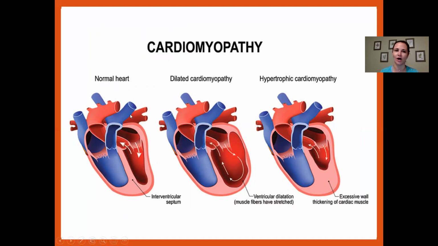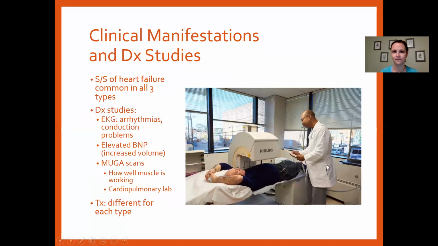But here's just a good way to visualize what's going on in a normal heart. We have that good normal ventricle structure and function. In dilated cardiomyopathy, you can see that the left ventricle is very swollen and open and dilated. And then the hypertrophic, they look like what they're called. Hypertrophic means overdevelopment of muscle, and you can see here the chamber is actually smaller and can hold less blood because of the thickening of the muscle around that left ventricle.